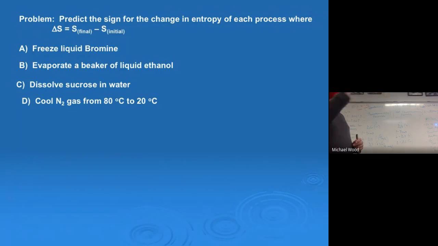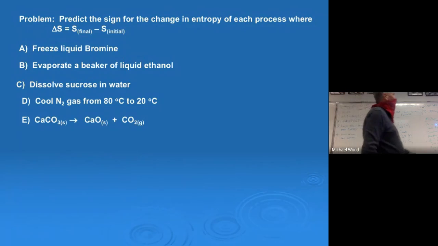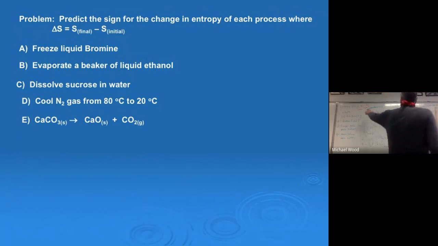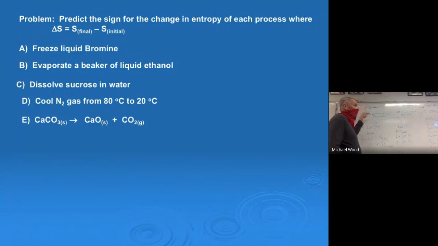And again, positive entropies are more likely to be spontaneous. Okay, so look at this reaction. This is what I'm talking about here. Again, we're going to do some calculations here in a few minutes. But on the product side, we've got a gas and a solid. And on this side, we have just a solid. So this would be positive because the final, or product side, has a gas, and the reactant side has just a solid. So E would be positive.